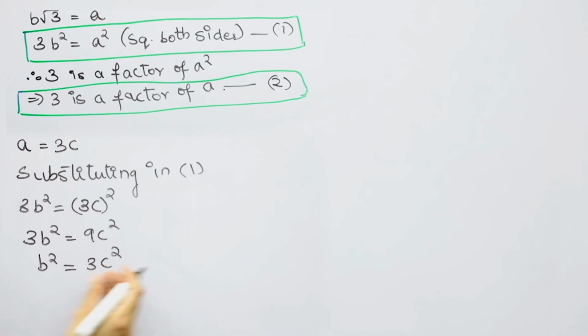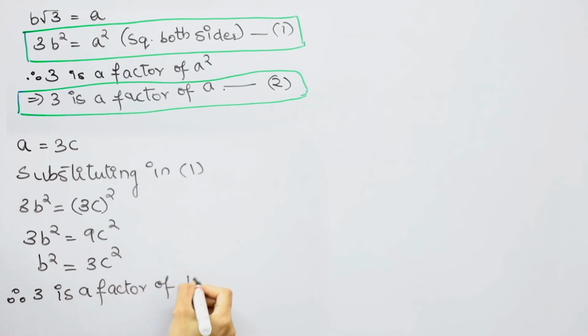So 3 multiplied by a number is b square. Therefore, 3 is a factor of b square, and this also implies that 3 is a factor of b, again by the same theorem: if a prime number divides a square, then it also divides a. So this becomes our statement 3.